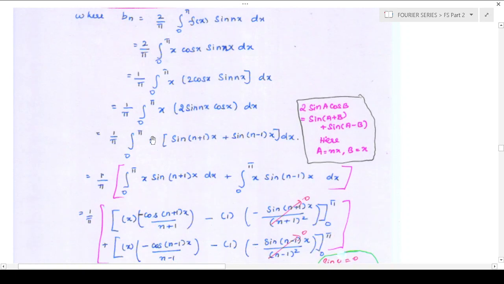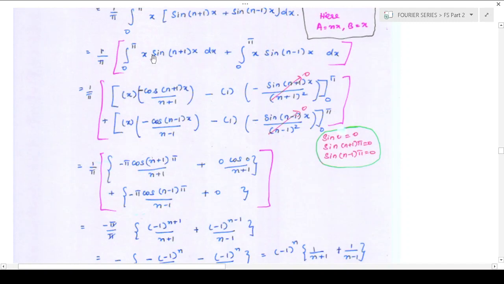Now you can take this as u, this as v, and then you can integrate. Otherwise, you can split the integral into 2 and then integrate. I'm splitting here. I'm taking x sin n plus 1 into x, and again integrating x sin n minus 1 into x. We are applying Bernoulli's integration by parts for both the integrals. So 2 pairs of brackets with alternate plus or minus. Similarly here also, x.